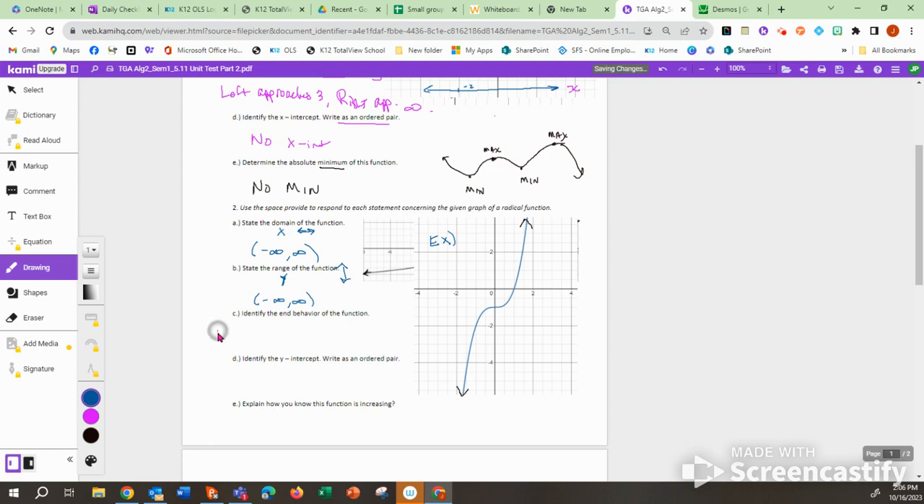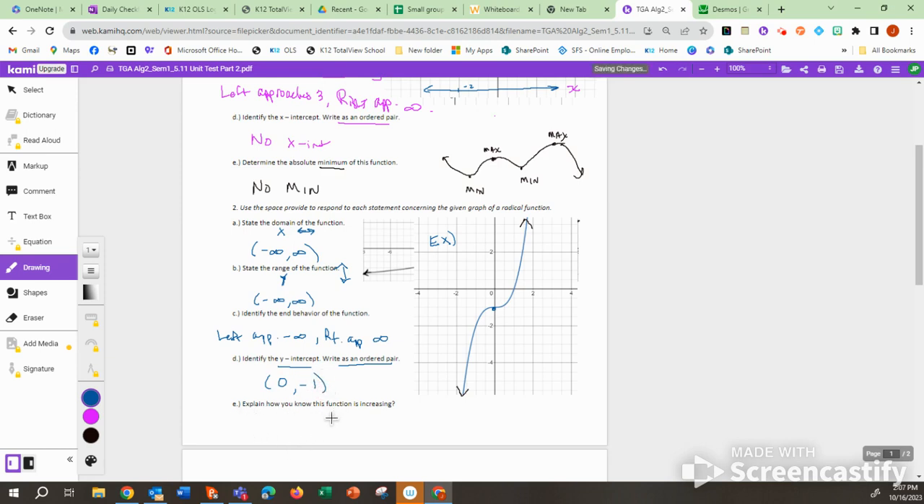The end behavior: the left approaches negative infinity because it's going down, and the right-hand side of the graph approaches positive infinity because the right-hand side's going up. This graph does have a y-intercept, and it says use an ordered pair. The y-intercept is right here at -1, and that ordered pair that represents the y-intercept at -1 is (0, -1).